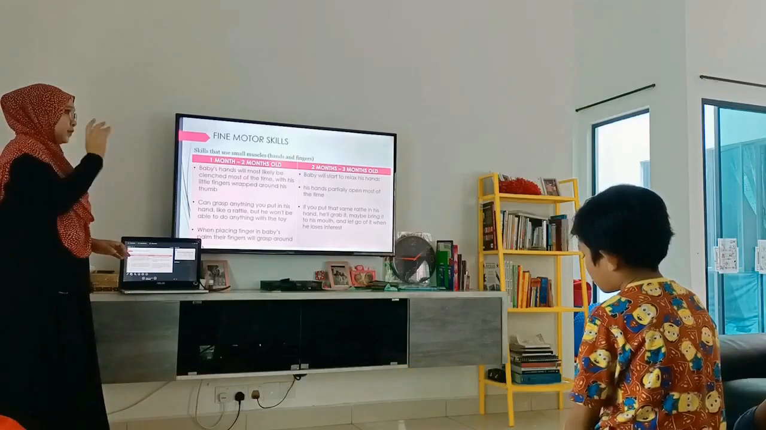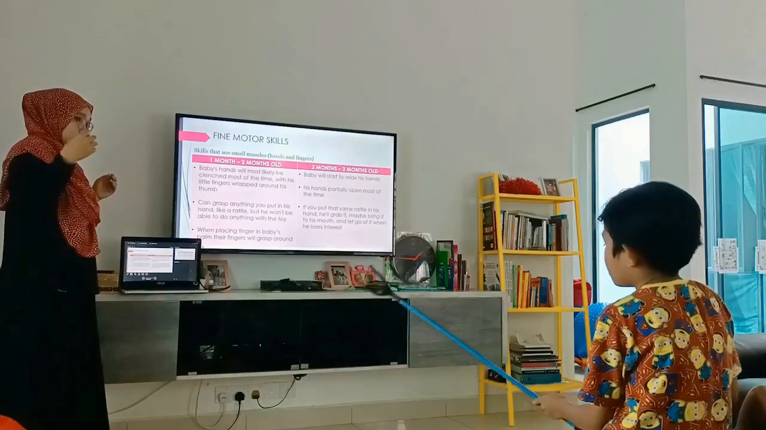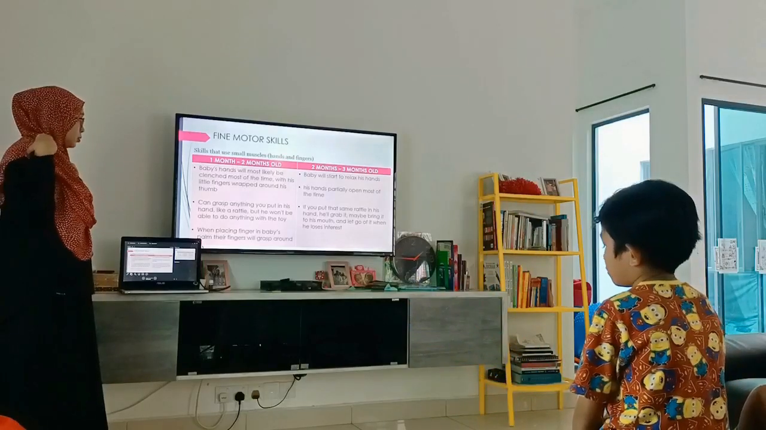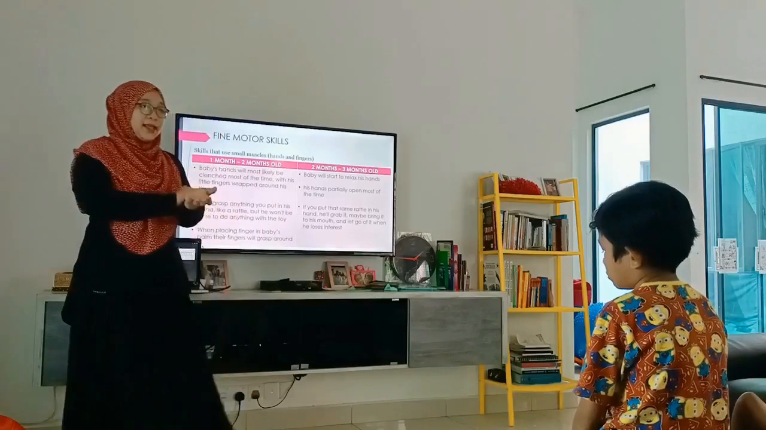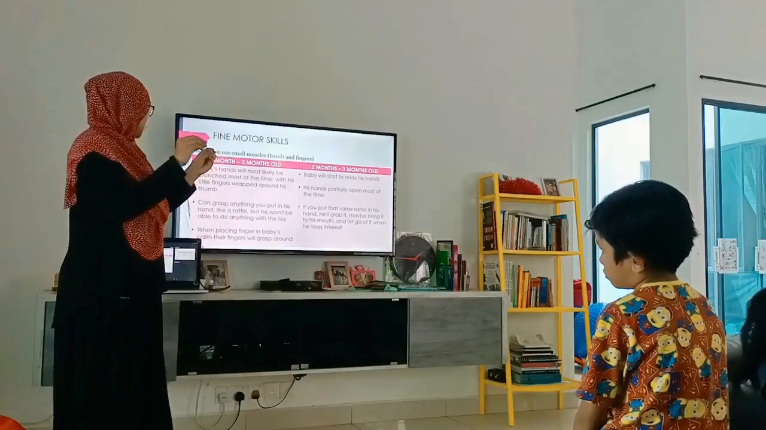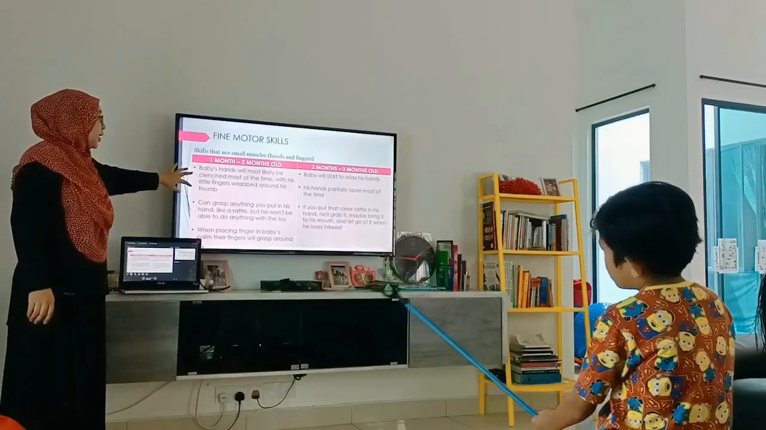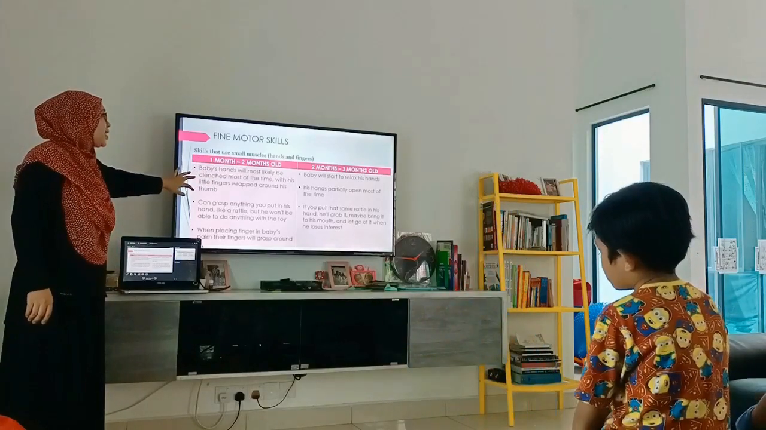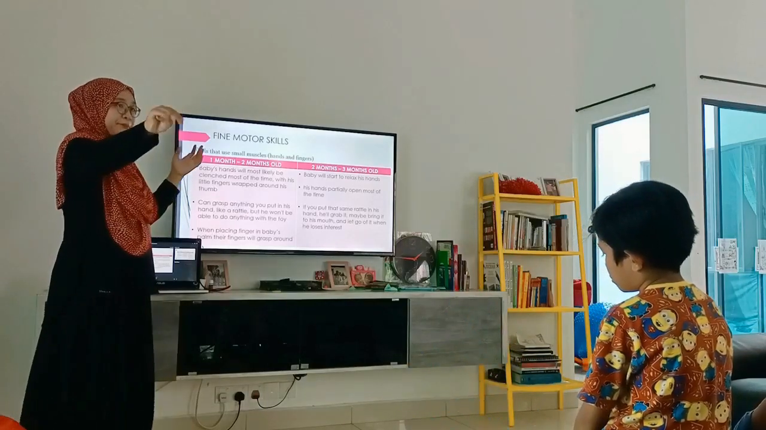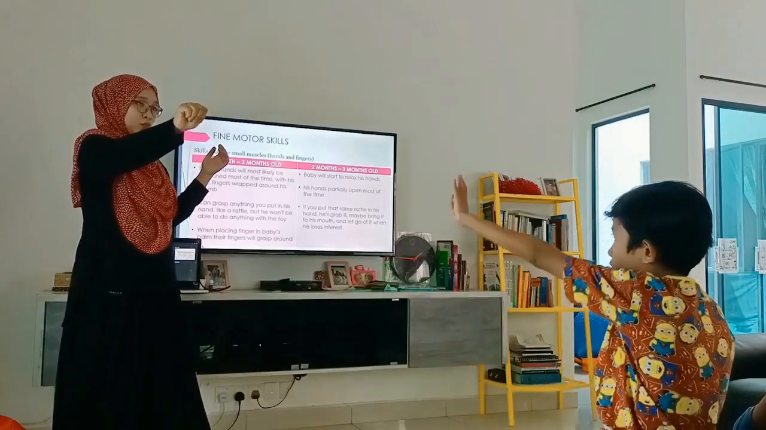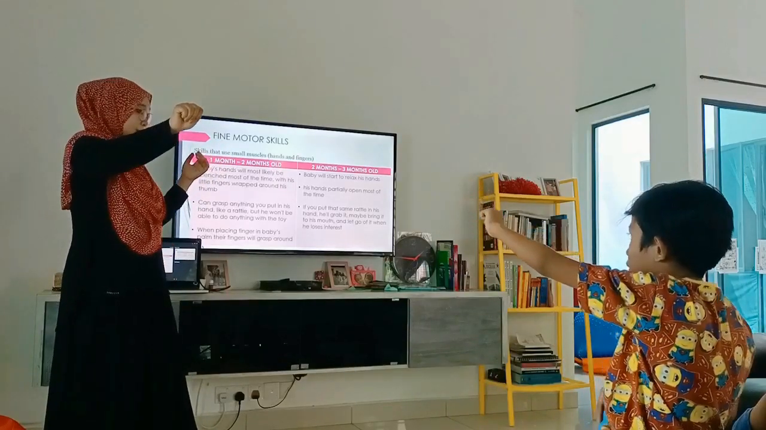Fine motor skill. Gross motor is the skill to control their big muscle. Fine motor is the skill that uses small muscle, for example, hands and fingers. Okay. At 1 to 2 months old, the baby's hands are most likely clenched most of the time, with little finger wrapped around his thumb, like this. They grab their own hands.